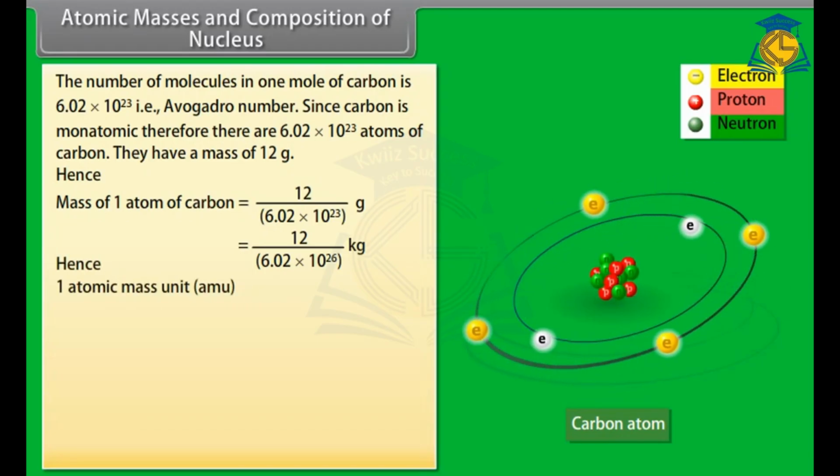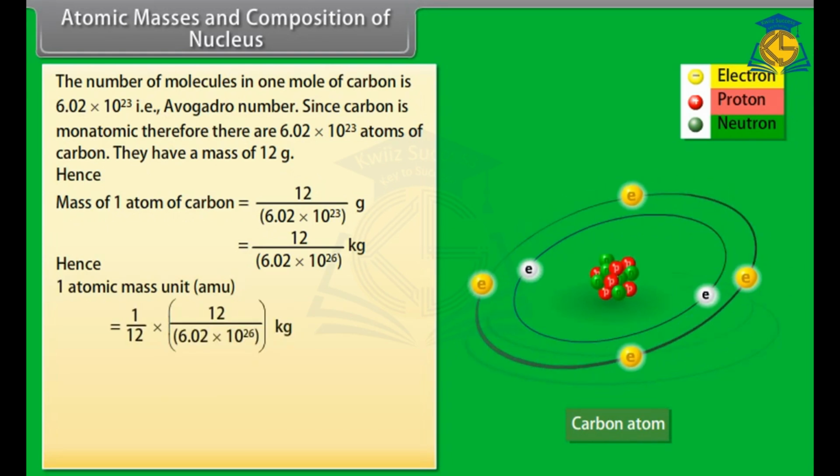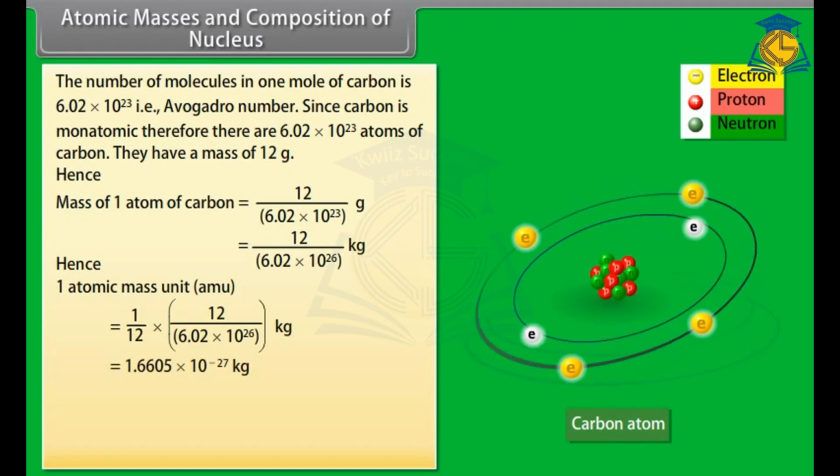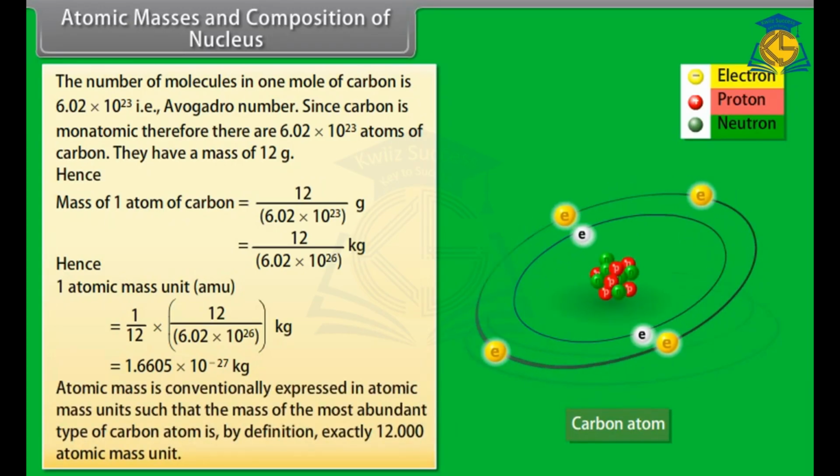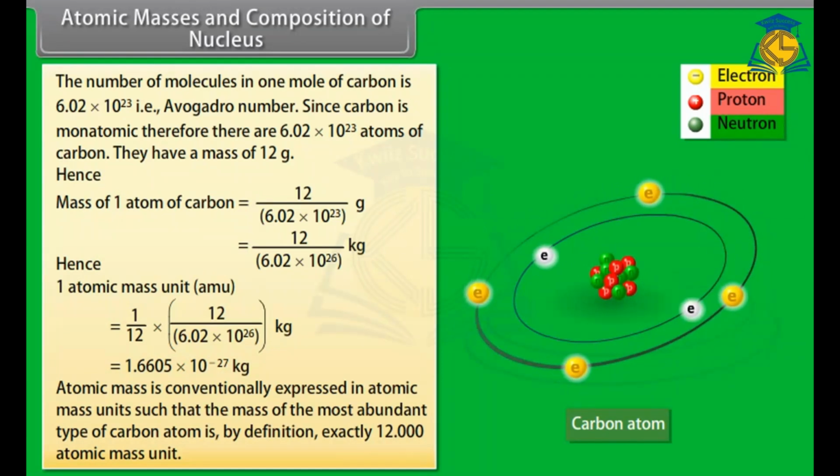Hence, 1 atomic mass unit, AMU, is equal to 1 by 12 into 12 by 6.02 × 10^26 kilogram, which is equal to 1.6605 × 10^-27 kilogram. Atomic mass is conventionally expressed in atomic mass units, such that the mass of the most abundant type of carbon atom is, by definition, exactly 12 atomic mass unit.